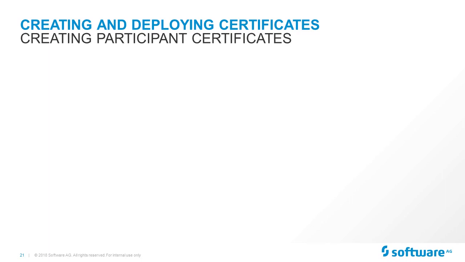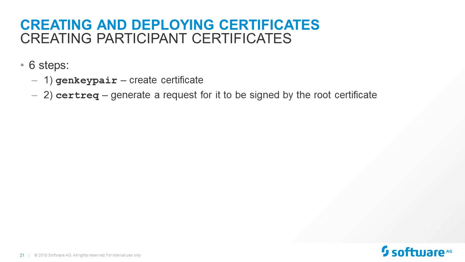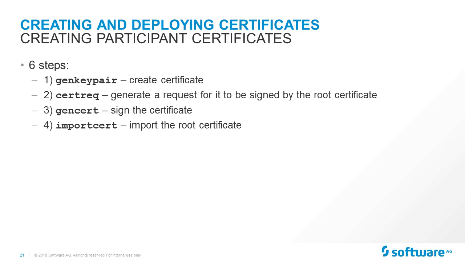Similarly, for the participant certificates, I'll talk you through some of the commands that are in that example. So we'll start off with genkeypair to again create a public and a private key that represents a certificate. Then we'll generate a certificate signing request so that we can move on to sign the certificate. The gencert subcommand will use the root certificate information that we have to sign this particular certificate. And then we'll use importcert to import the root certificate into a new key store, importcert to import our new participant certificate into the key store.